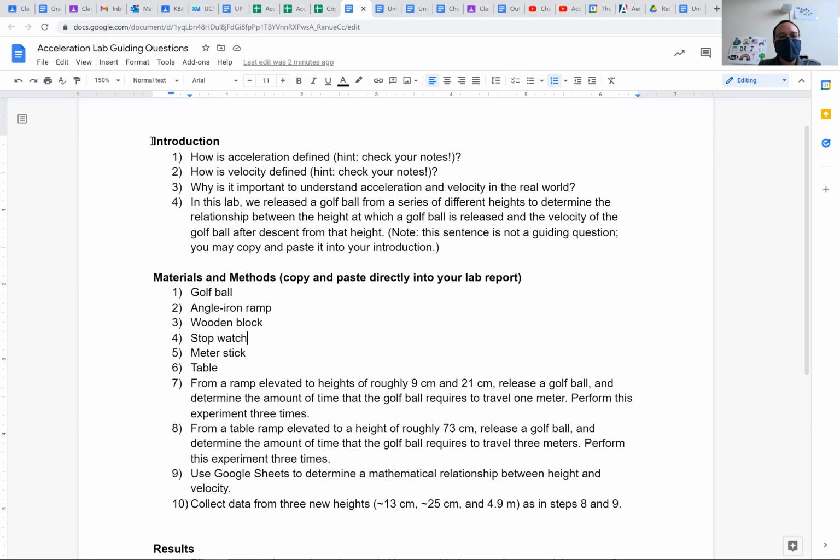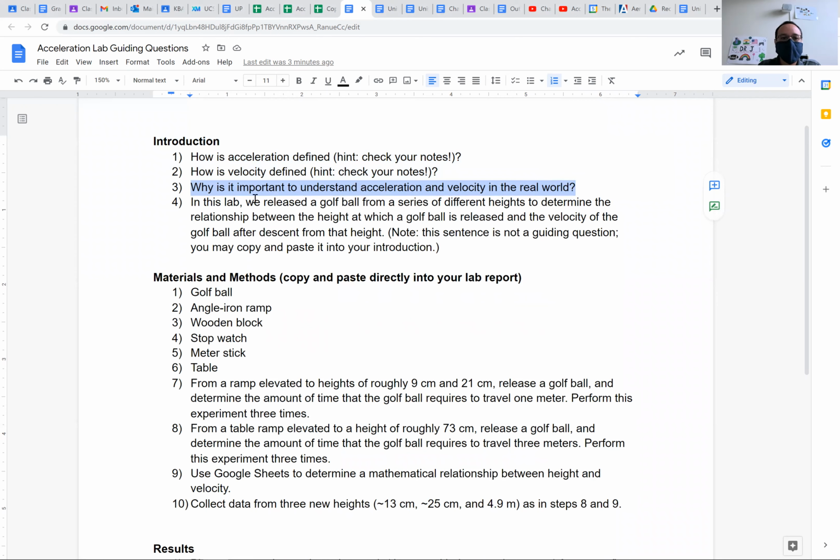The introduction is pretty straightforward. The first two questions are definitions, okay? They ask for definitions from your notes. So you'll want to write complete sentences that answer both of these questions and stitch them into paragraphs. You'll provide a definition of acceleration as a full complete sentence, and you'll do the same for the definition of velocity.